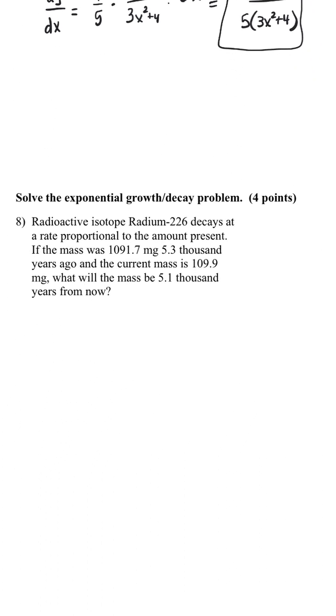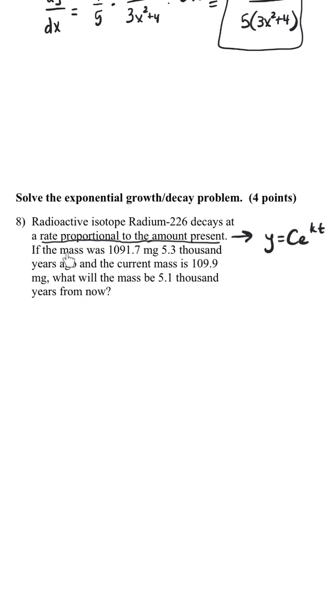Now with question 8, this is the phrase we're looking for. It's decaying or growing, in this case decaying at a rate proportional to the amount present. That phrase, like we've said, tells you that the model you're going to use is the exponential growth model, in this case exponential decay. So again, y represents a future amount, c is the initial amount, k is the relative growth rate, t is time.